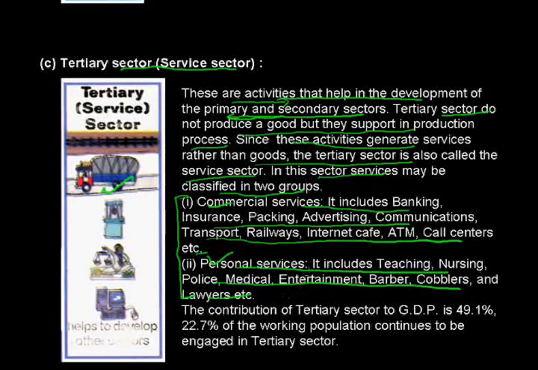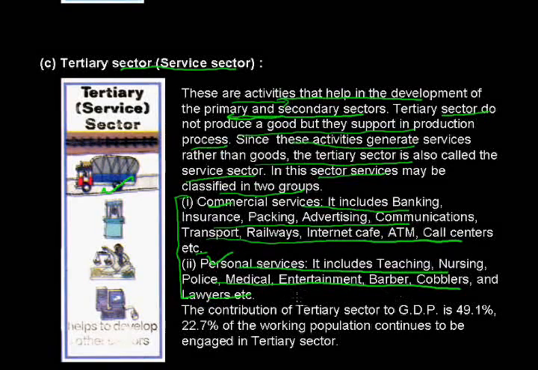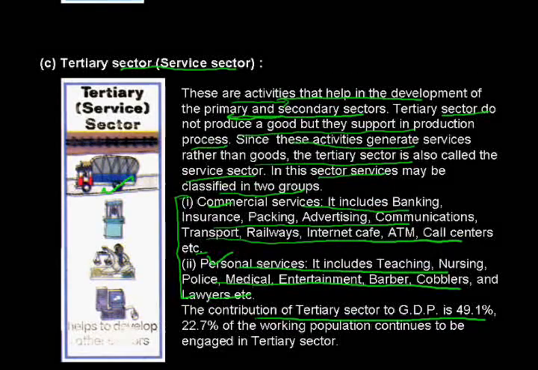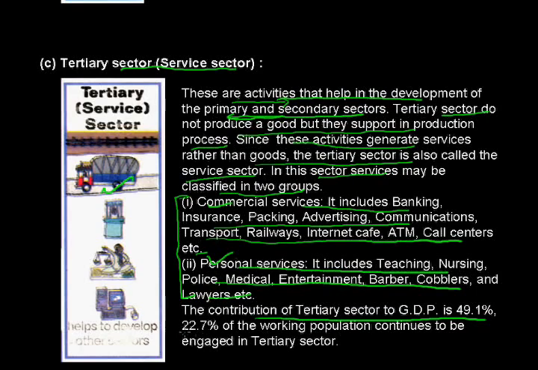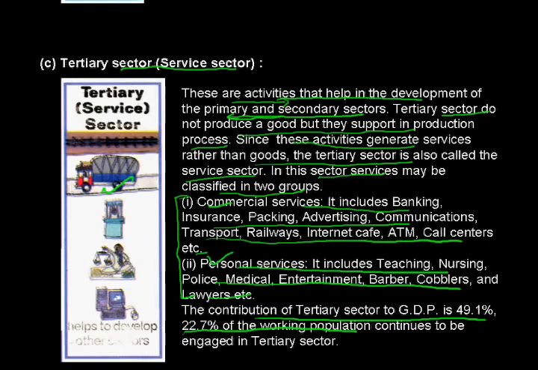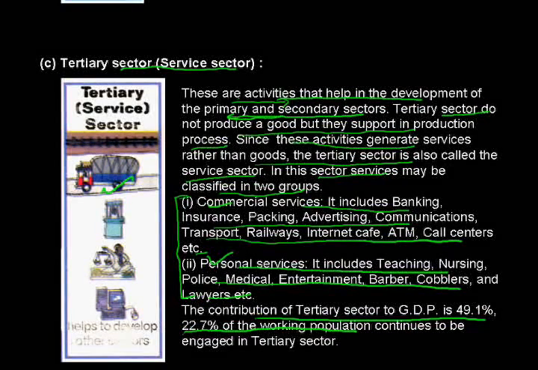Now let us come to the contribution of the tertiary sector. The contribution of the tertiary sector to GDP is 49.1%. Especially after globalization, this sector is playing the most dominant role in GDP, but it is contributing only 22.7% of the working population. In employment generation, it is contributing only 22.7%. So why it contributes so much to GDP, though it contributes very little to the working population, we will discuss in the next part of the module.